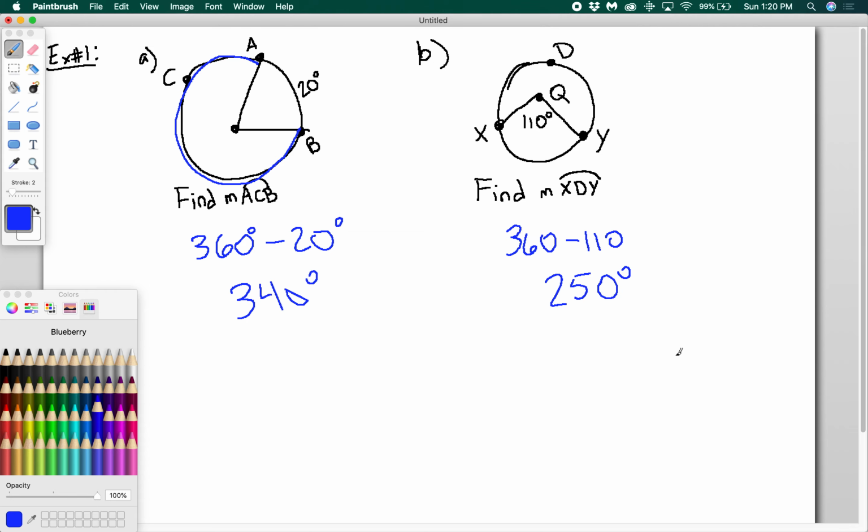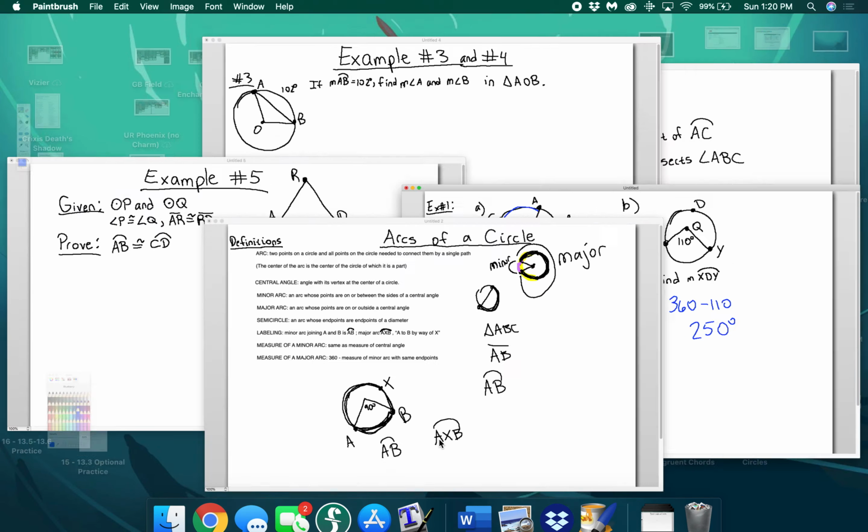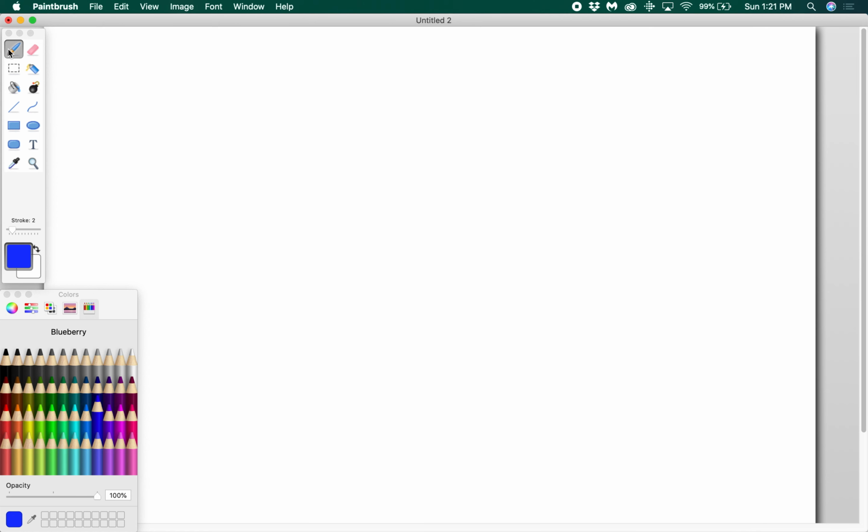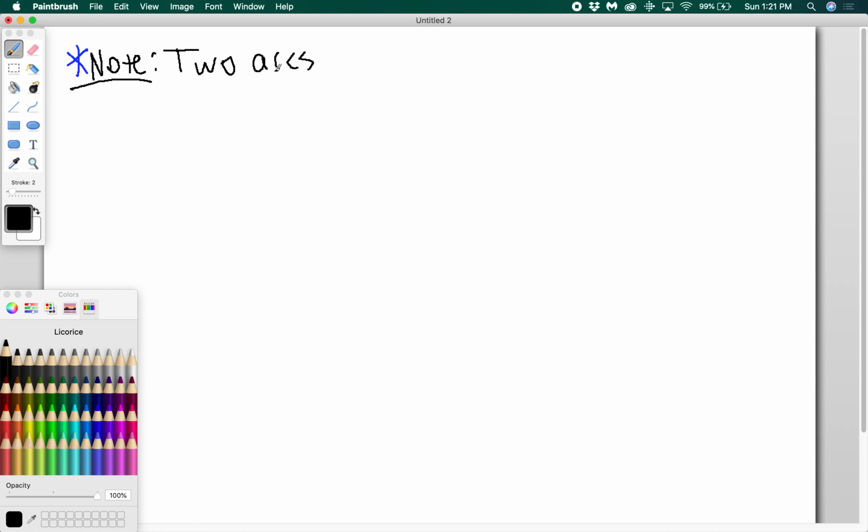Okay, good. So now we're going to go back and do some theorems relating to arcs of a circle. Oh, one note first. This is important. Switch back to black. Note: two arcs with the same measure are not necessarily congruent.